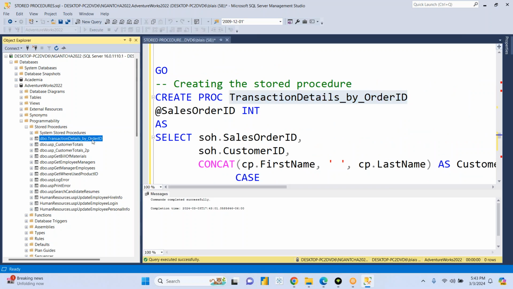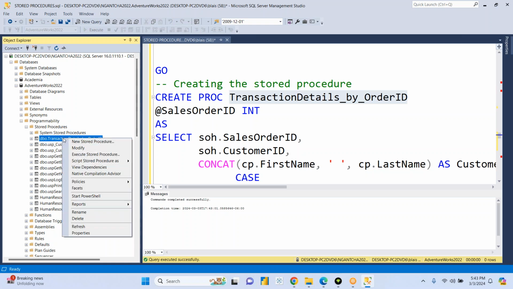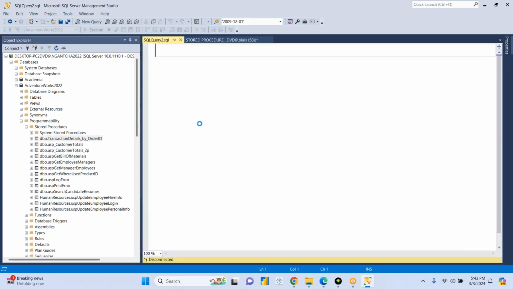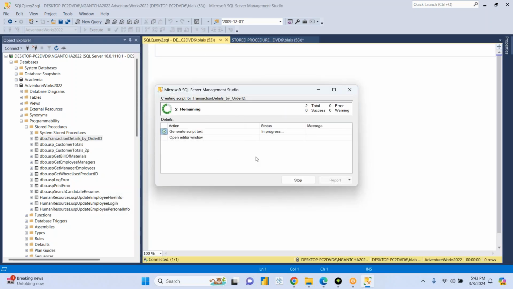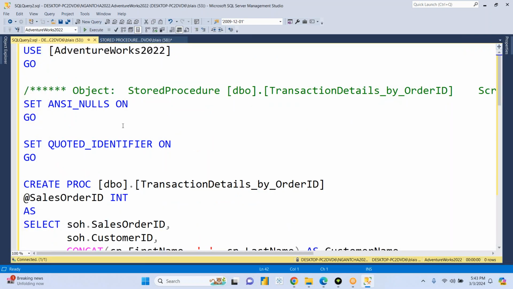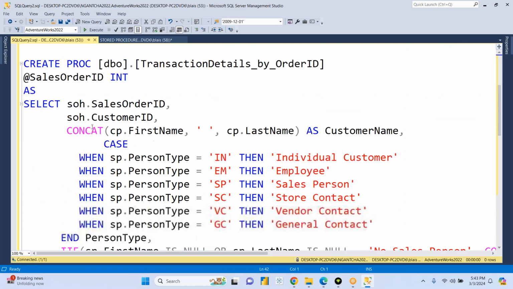Transaction details by order ID. This is it. I can right click and ask the system, hey, can you show me the script that was used to build the stored procedure? The system will work out the script and render it. So like we said, there's no excuse for you not knowing the script for a stored procedure, a view, a table. You can always investigate that. This is it right here.